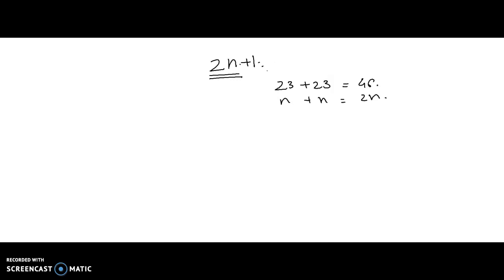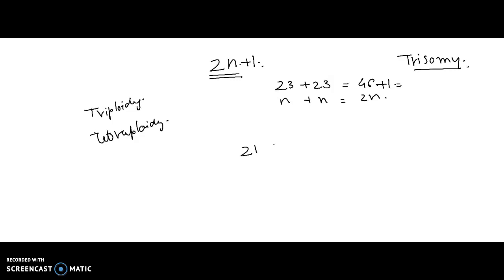Yes, of course it happens, and it results in triploidy, tetraploidy, and many such ploidies. If one extra chromosome is added, this condition results in a trisomy. And the most understood and talked about trisomy is trisomy of chromosome number 21, which is nothing but Down syndrome.